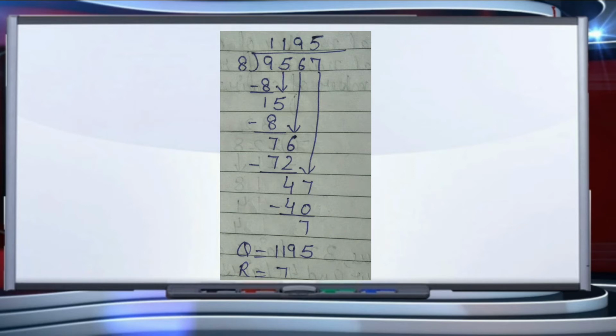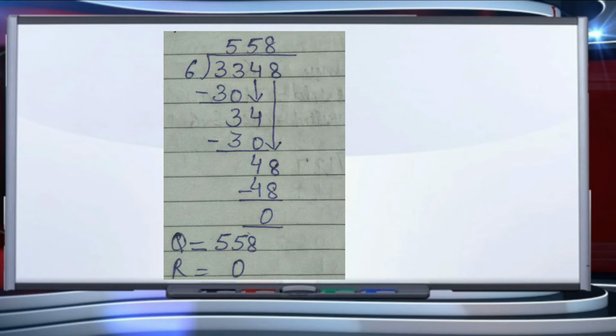So the third question is 3348 divided by 6. Now children, see here very carefully. This is 3348 divided by 6. In this we have 3 on the thousands place. Earlier we were checking the thousands place, and we had taken only one number. But in this case here it is 3, but division of 3 by 6 is not possible.